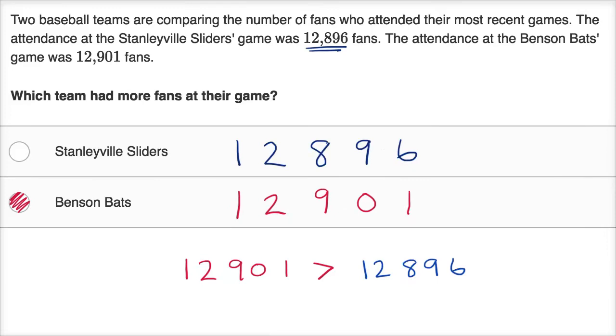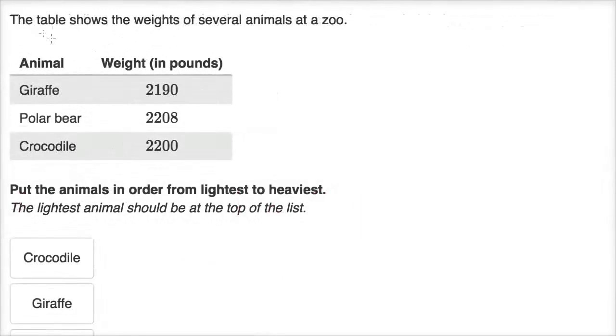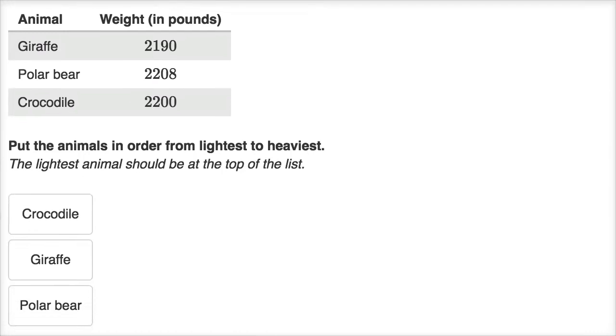All right, let's do another example. The table shows the weights of several animals at the zoo. Put the animals in order from lightest to heaviest. The lightest animal should be on the top of the list. And so you could see it right over here. They give us these three animals. And if you're doing this on Khan Academy, you'd be able to click on these and move them around, but I just copy and pasted the actual image.